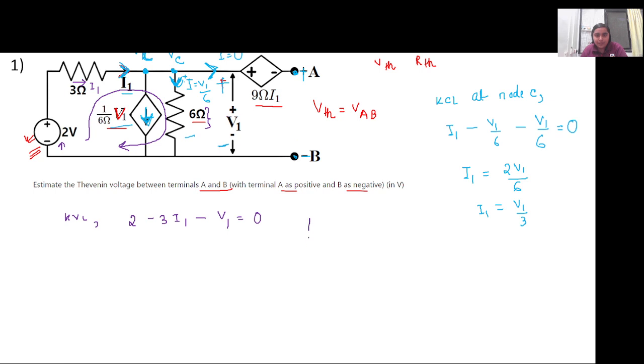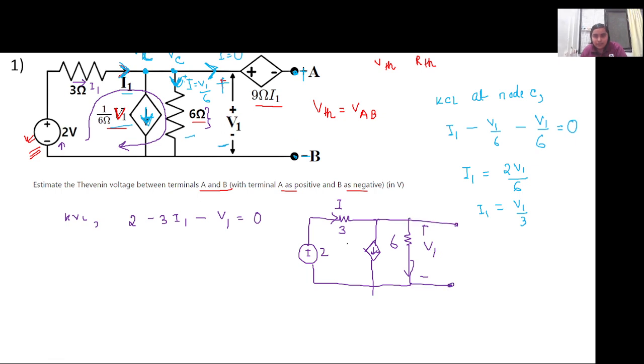Suppose I redraw this circuit. This loop will have 2 volt, this is 3 ohm, current I1 is flowing, then this current source will be present, and then this 6 ohm resistor. Across this 6 ohm resistor, the voltage is V1. Since this is open circuit, it doesn't matter, no current is flowing. So if we apply KVL across this loop, it will be this 2 volt minus 3 into I1, the voltage drop across this, and minus the voltage drop which is V1. So this is the second relation that we have.